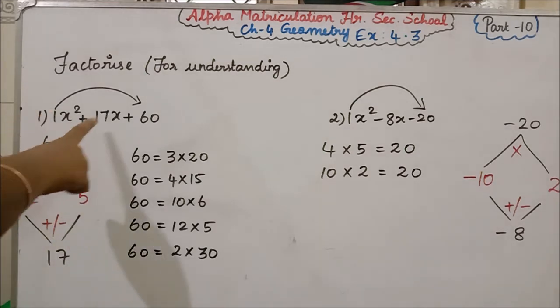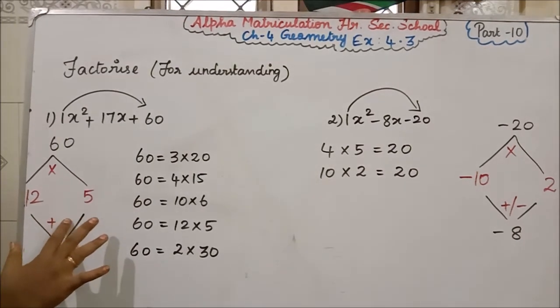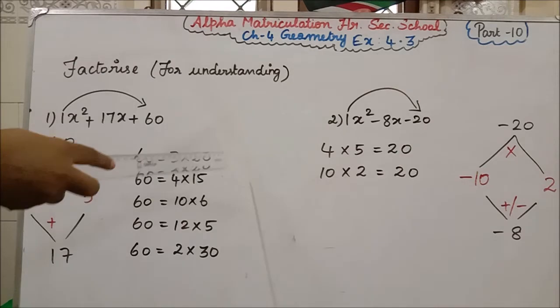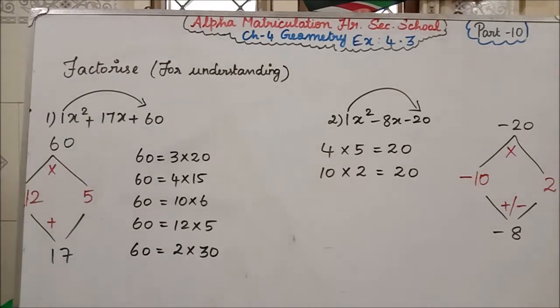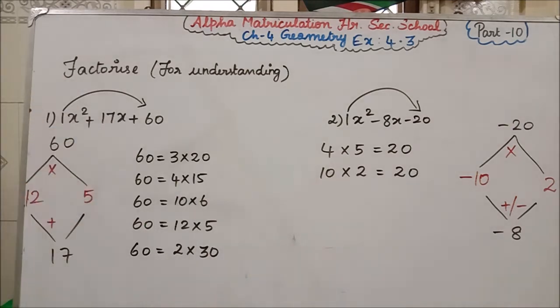But since every term is positive, we need not go for the subtraction part. We have to see only the addition. Now, what are the possibilities of 60 we are having? 3 into 20, 4 into 15, 10 into 6, 12 into 5, 2 into 30. These are the possibilities of 60 we are having.